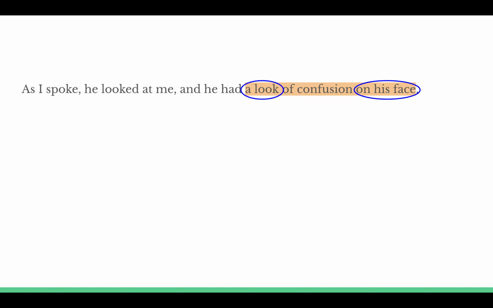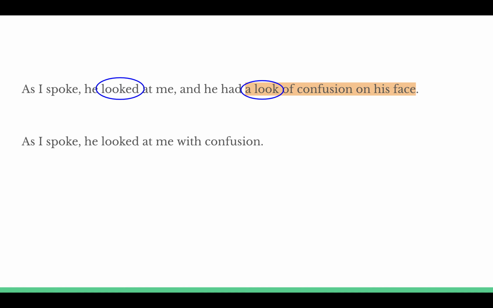Okay? But again, there's another problem here, and that is the repetition of the word look. As he looked at me, he had a look of confusion on his face. So I don't need to say this twice. As a reader, I don't want it twice because it's more than enough. And if it's more than enough, then it's too much and it's getting in the way. So the challenge would be, how do you rewrite the sentence so that you only use the word look once? Here's one way. As I spoke, he looked at me with confusion.